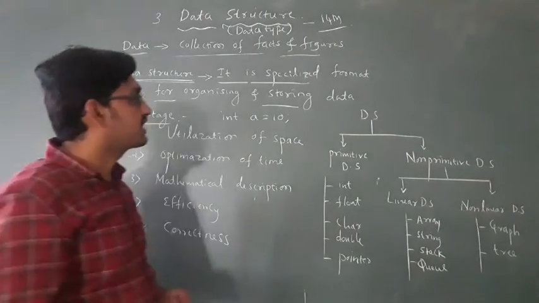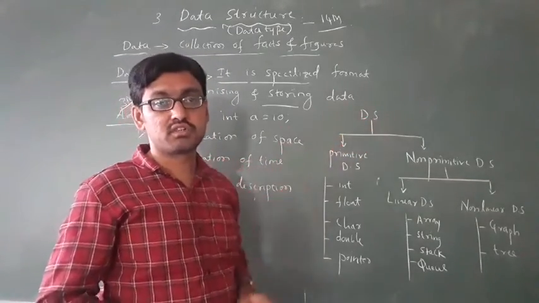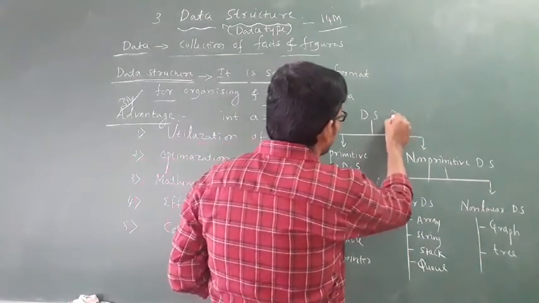The next one: a data structure is also called DS. DS means data structure. See, a data structure is classified into 2 types.